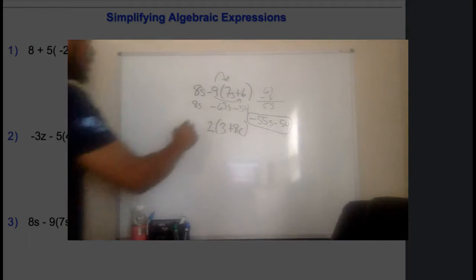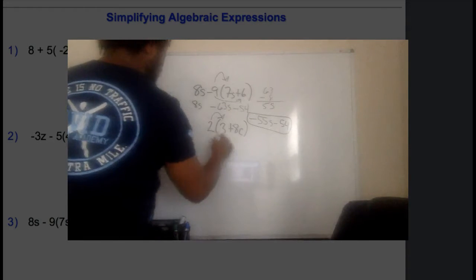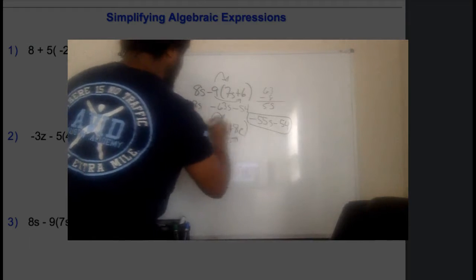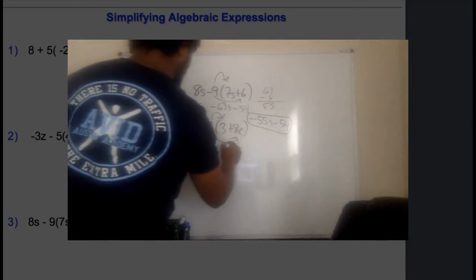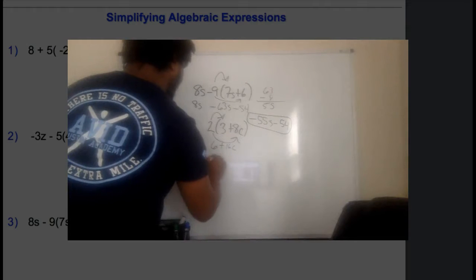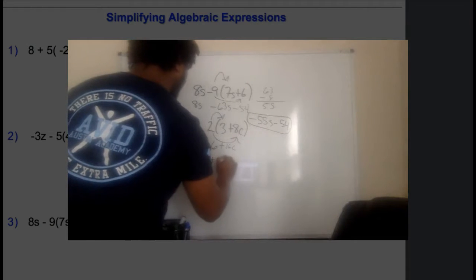This next one, we need to distribute the 2. So that's 2 times 3, that gives you 6, plus 2 times 8c gives you 16c. So our solution for this problem will be 6 plus 16c.